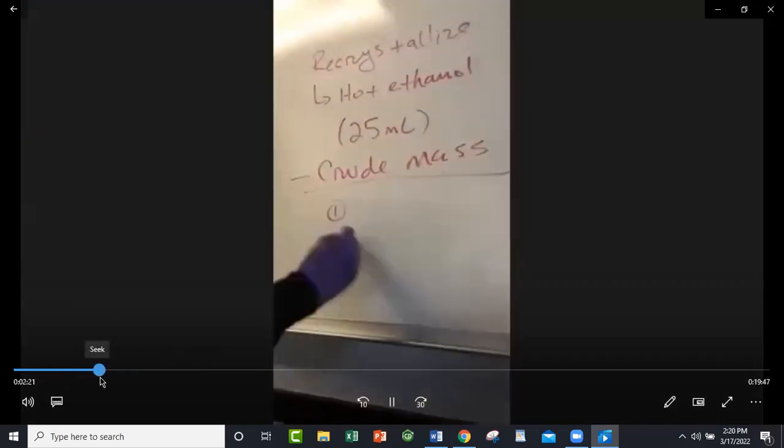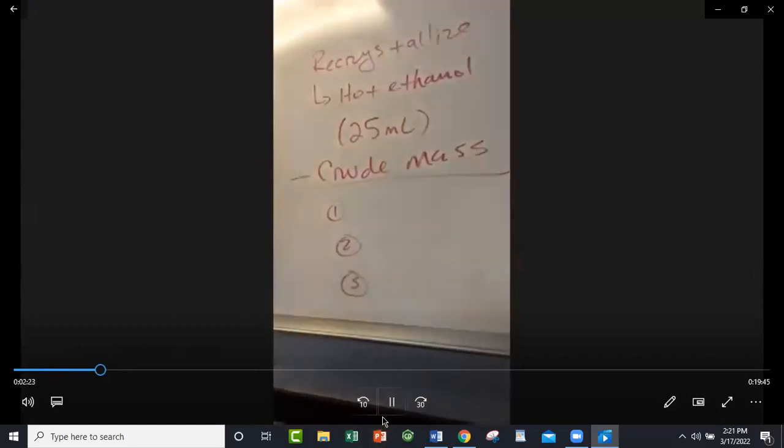Yesterday, the crude mass was somewhere between 7 and 8 grams. Has anybody calculated the theoretical yield? The experiment actually worked, right? Because if the theoretical yield is 9 grams and we got a crude mass somewhere between 7 and 8, that means it was a pretty good experiment.